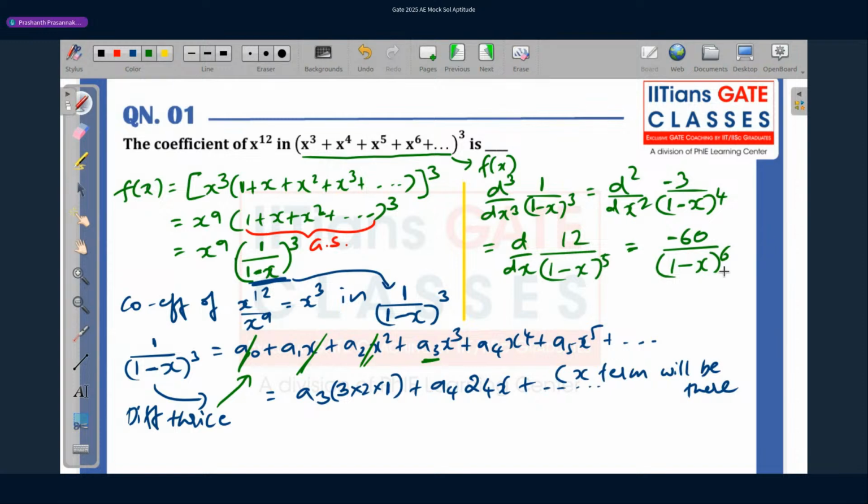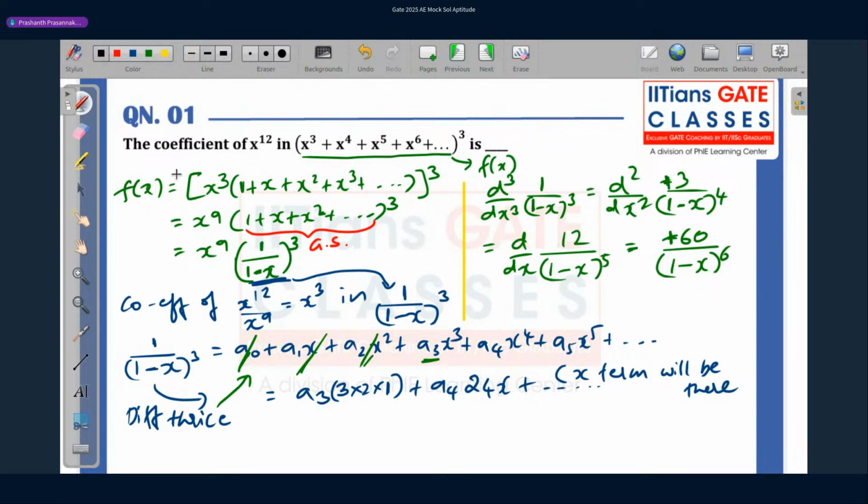Is it clear how I got the third derivative to be minus 60 divided by 1 minus x whole power 6? Okay. Yeah, you are right. So it's not minus 3, it is just plus 3. And this is also plus 60. Thank you for correcting me, Saurabh. Fine.